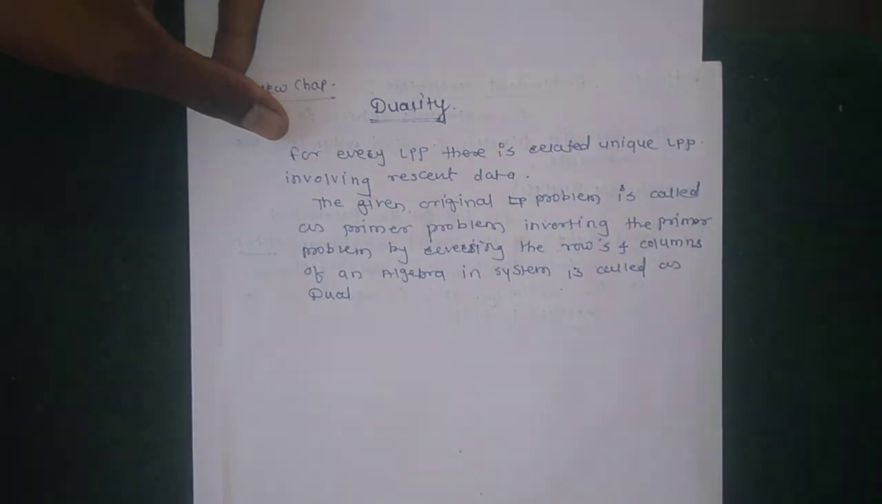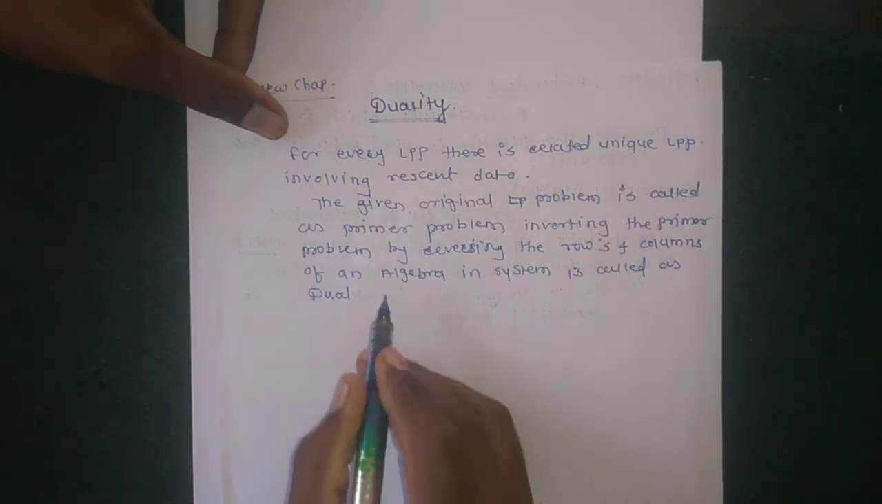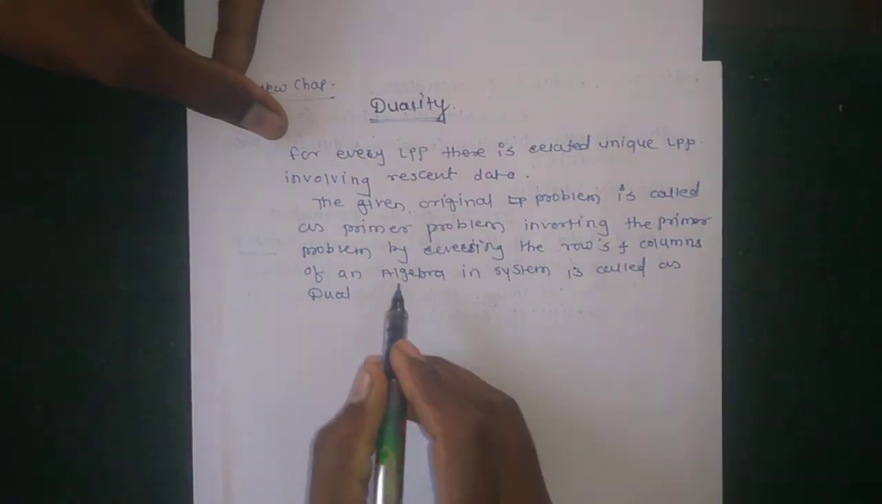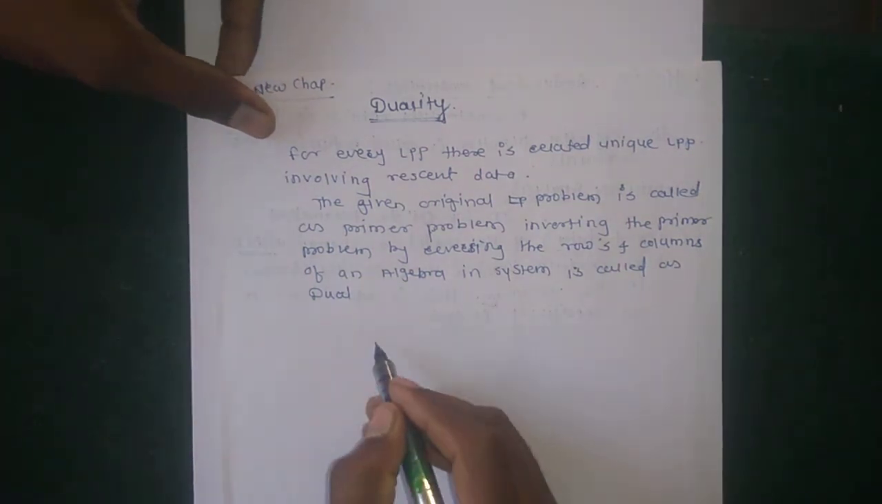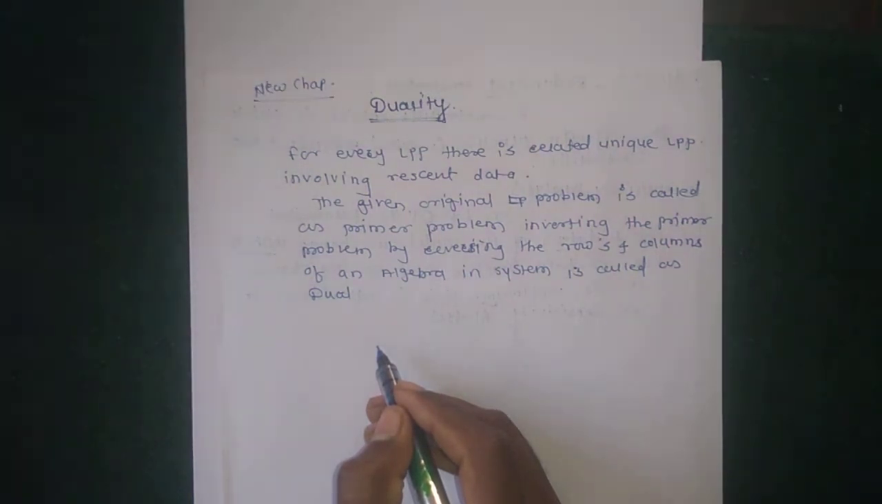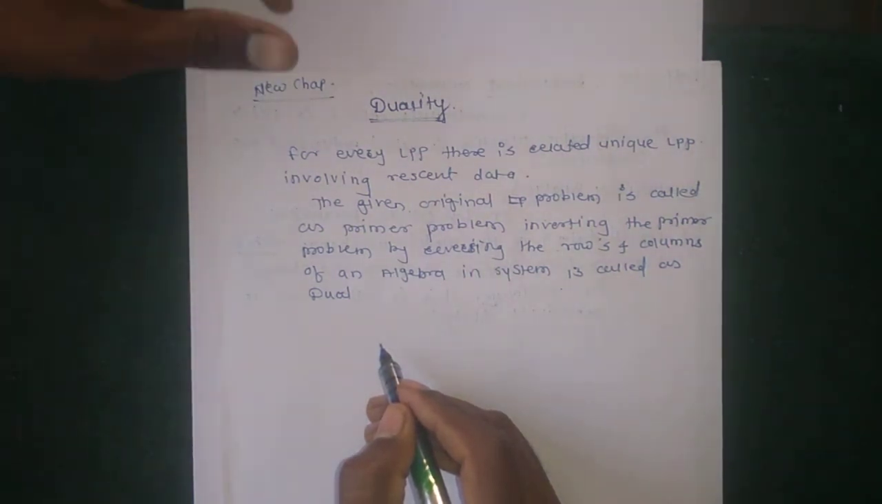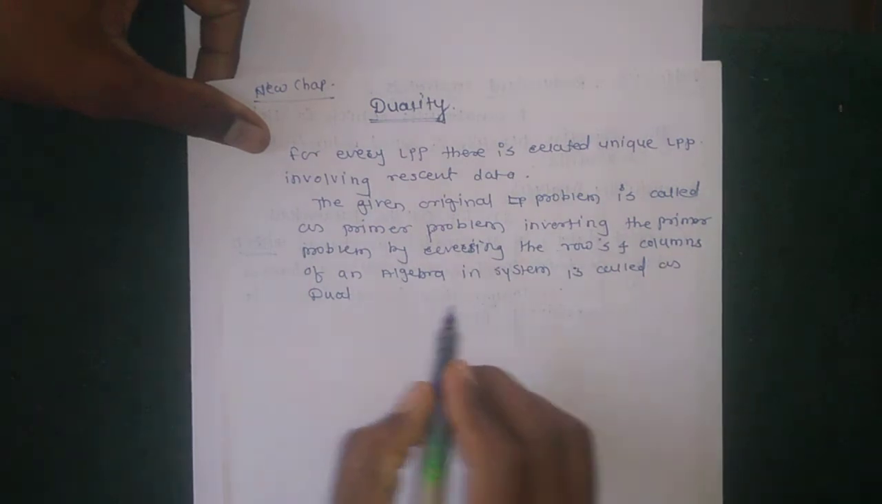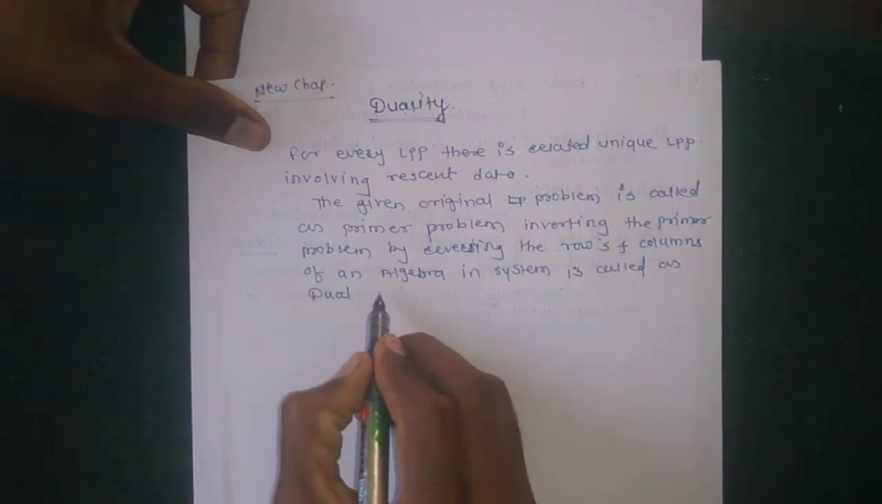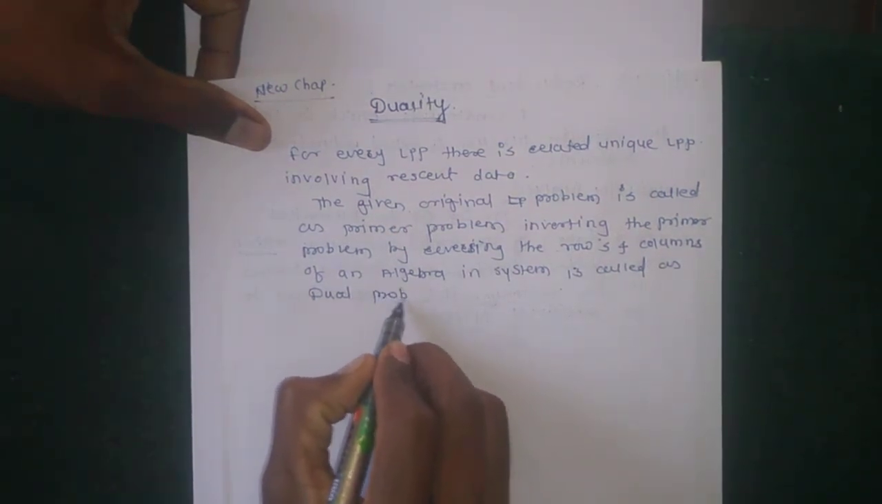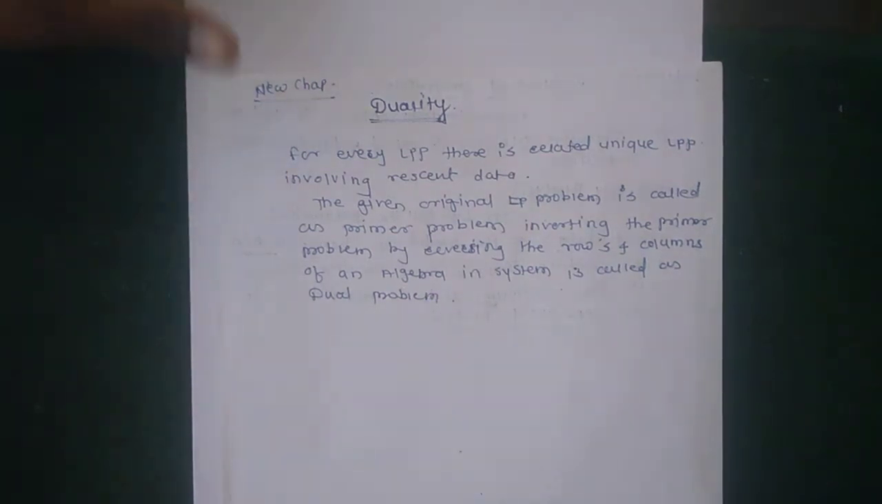What is meant by the primal problem? It is the given LPP. The given LPP is a regular primal problem, and we convert it to its dual. We change the RHS of the constraints to the objective function, and the objective function coefficients to the RHS of the constraints. Then we say this is the dual problem.